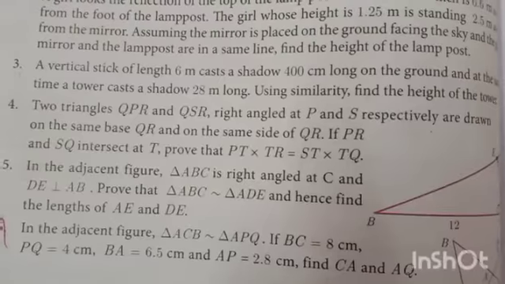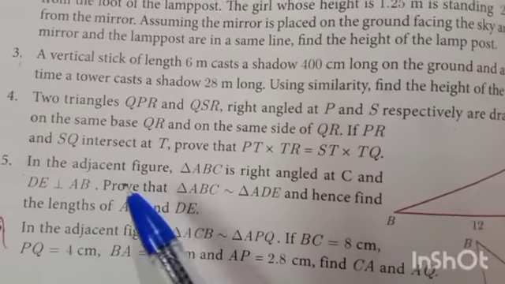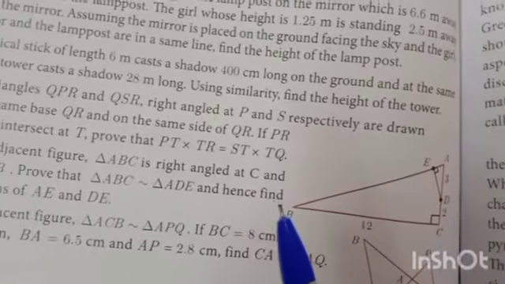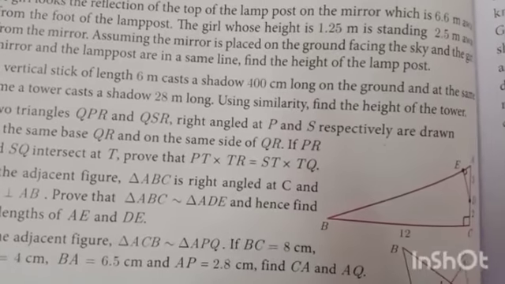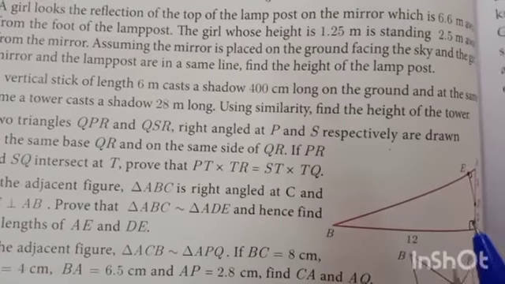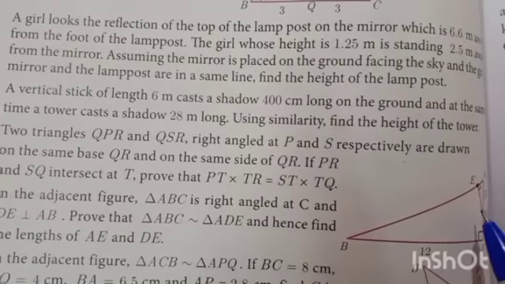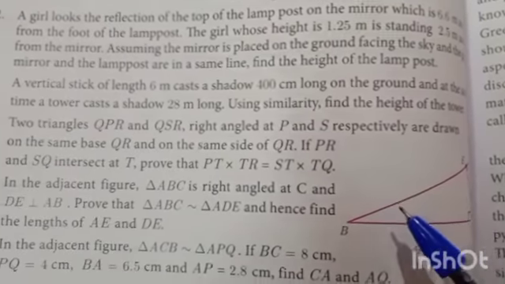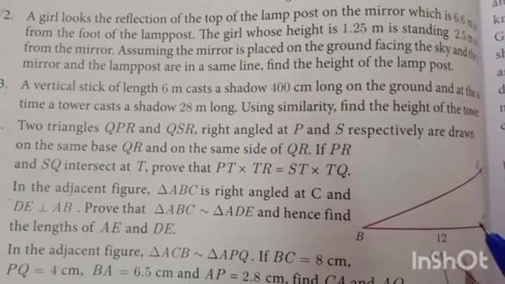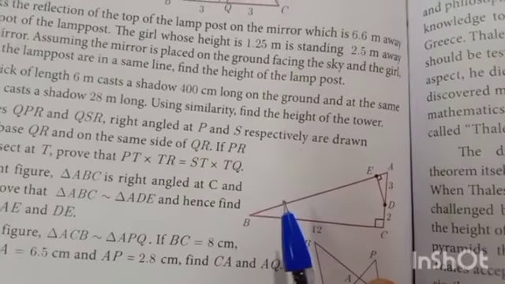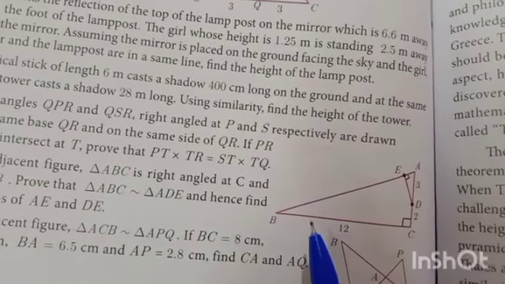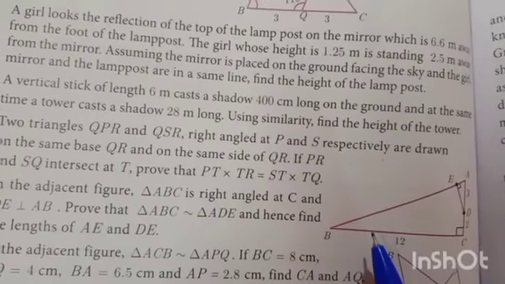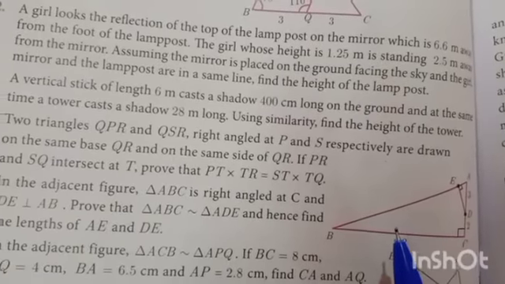Students, now the fifth question. In the adjacent figure, triangle ABC is right angled at C. The diagram is given. In triangle ABC, right angled at C, DE is perpendicular to AB. This line DE is perpendicular to AB. We have to prove triangle ABC is similar to triangle ADE, and hence find the lengths of AE and DE. AE we want to find, and also DE we have to find.